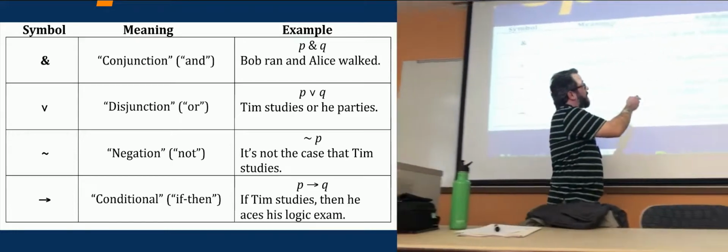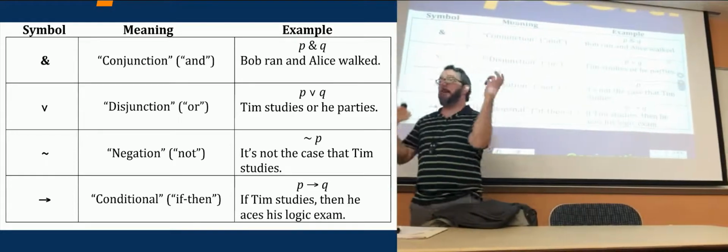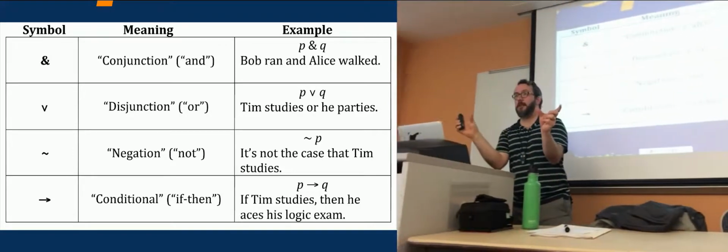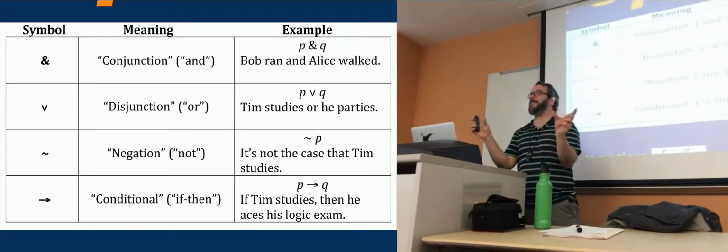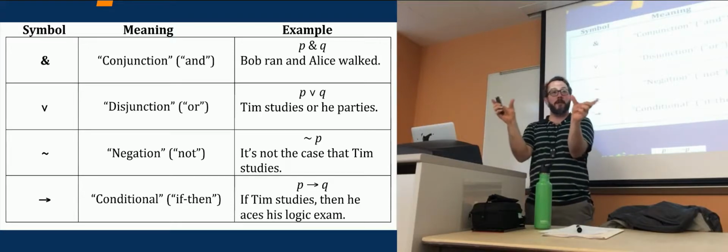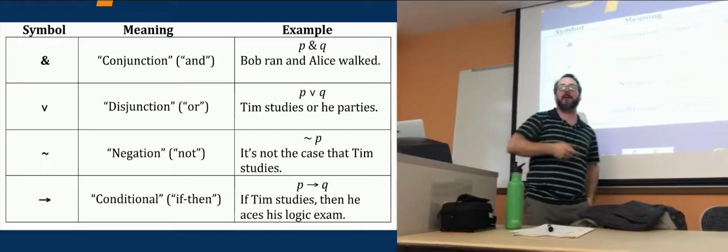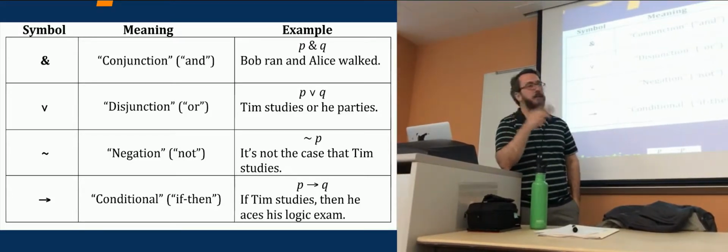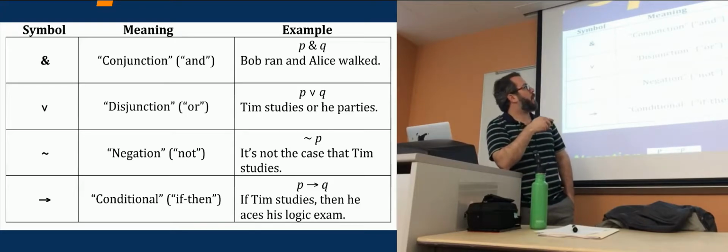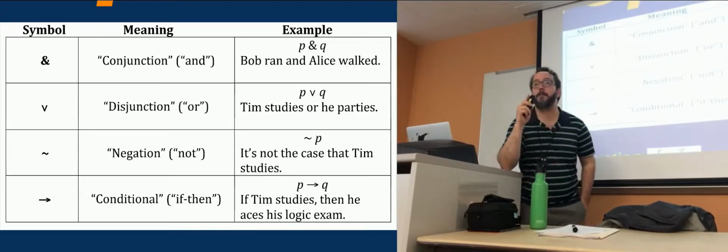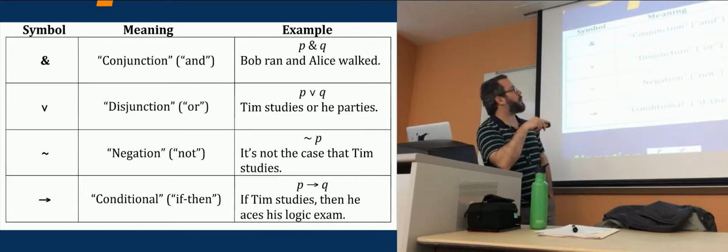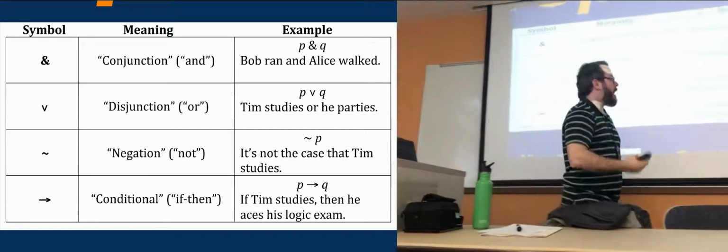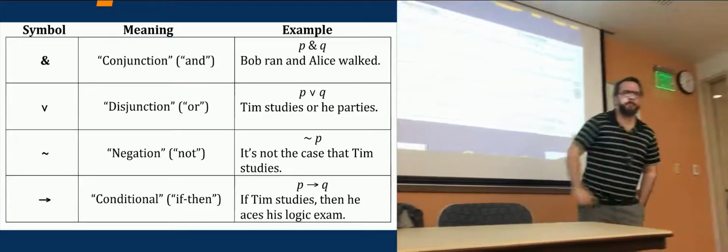On the other hand, if I look at something like this, where Bob ran and Alice walked, Bob ran is a proposition, Alice walked is a proposition. Bob ran and Alice walked is a complex proposition made up of two different propositions that are then linked by this logical operator. That logical operator is the conjunction operator, sometimes called the and operator, and we've been representing it with an ampersand. We also looked at the disjunction, or the or operator, and that's represented with this wedge. We looked at negation, it's represented with the tilde, and the conditional operator, which is represented with this arrow. That's the if-then operator.